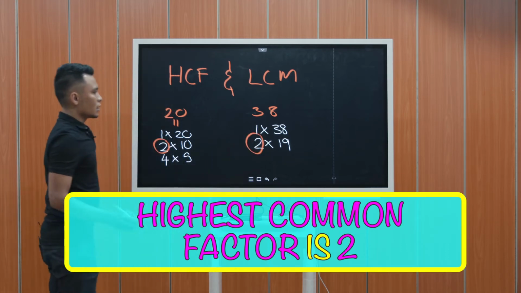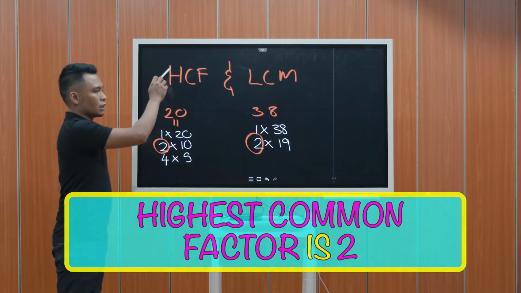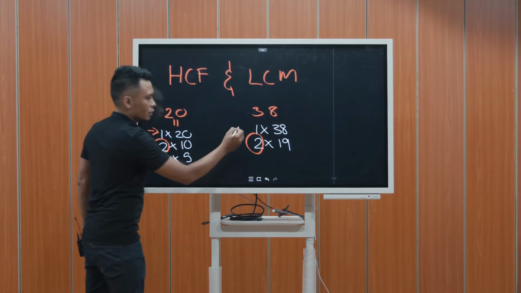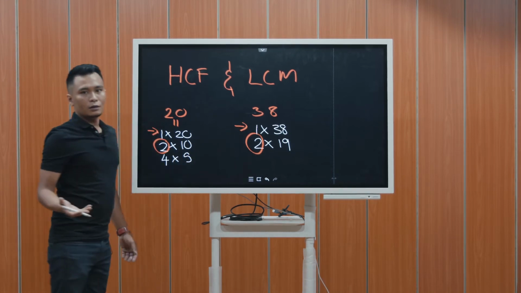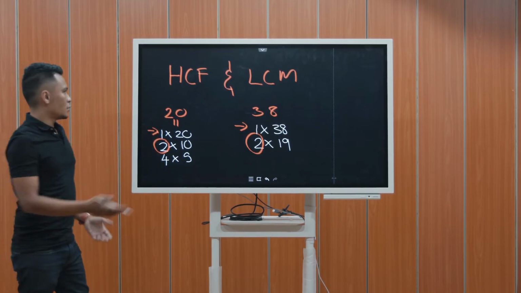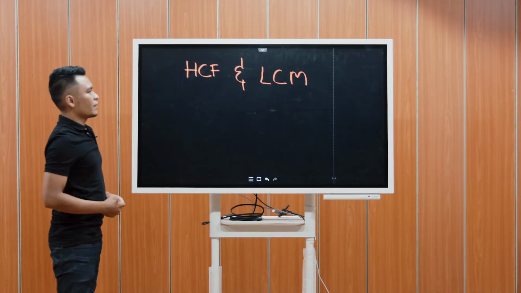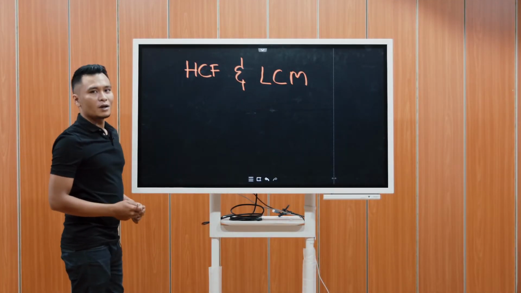Why do we say highest and not lowest? If it's the lowest, then it will always be 1, right? And there wouldn't be any more question. So that's why we need to put the highest common factor. Okay, highest common factor. What does highest common factor mean?